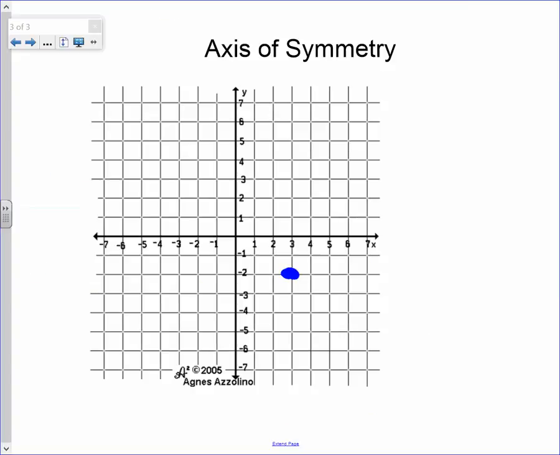So I got a point at 3, -2. Let me put x-intercepts at 4, 0, and 2, 0. And go ahead and create a parabola opening up like this, coming down, going up. Do that with me.